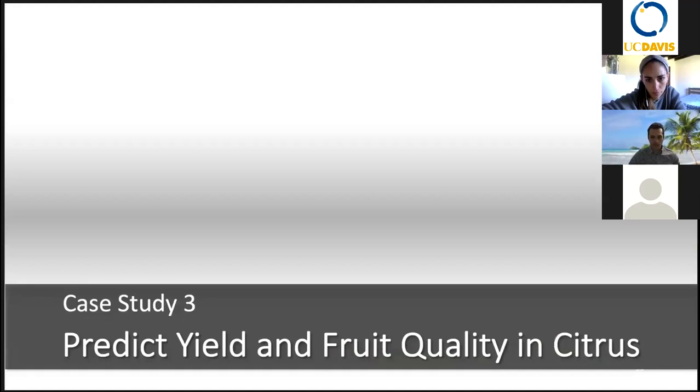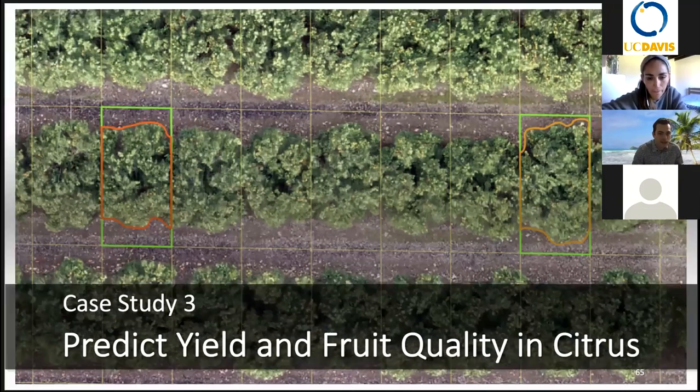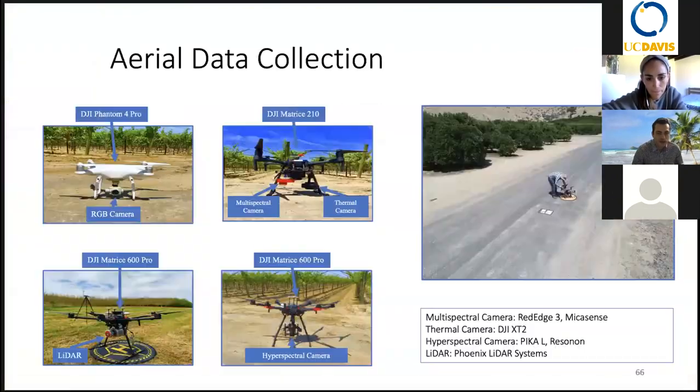Okay, so the next case study that I'm going to talk about is about predicting yield, fruit quality, and nutrition status in citrus. That is a project supported by the California Department of Food and Agriculture. So let's see what's going on here.